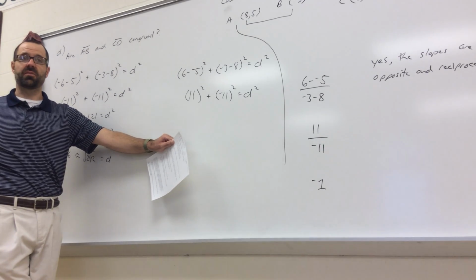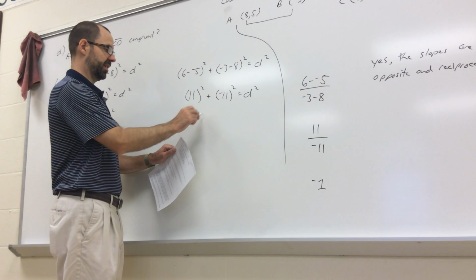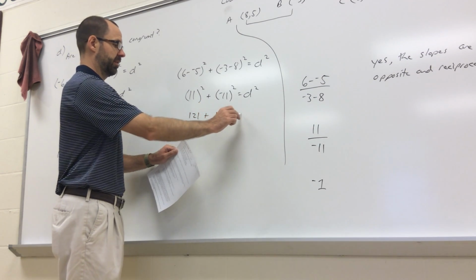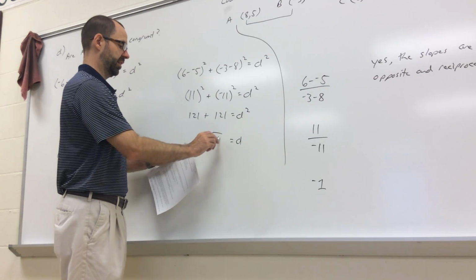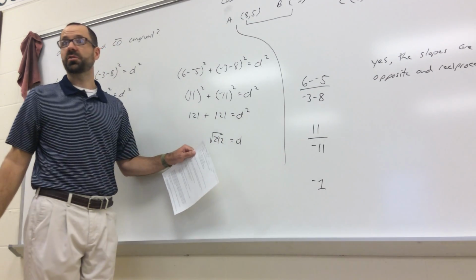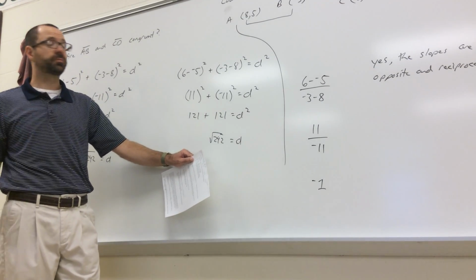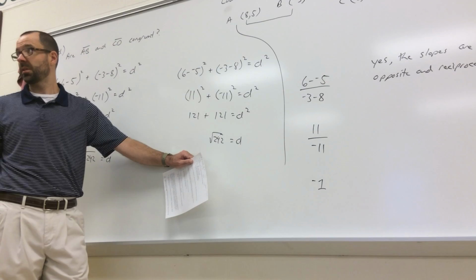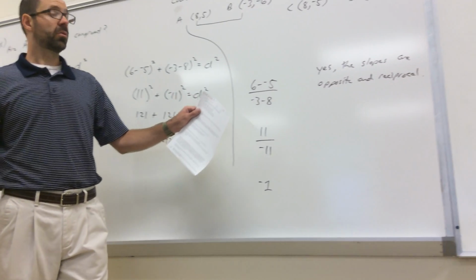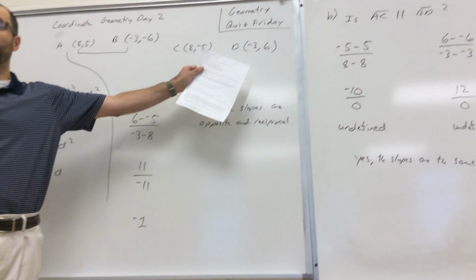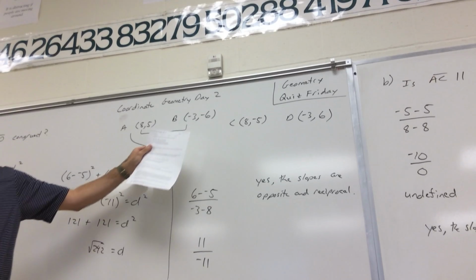So you can kind of tell already that it's going to come out to the same, because 11 squared is 121. This is going to be 121. So to save us some writing, we can already see it's going to be the square root of 242. So that means that the length, or the distance from C to D, is square root of 242. And the length of the distance from A to B is square root of 242.